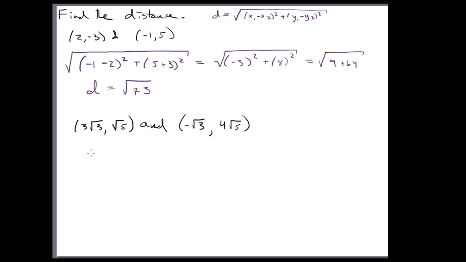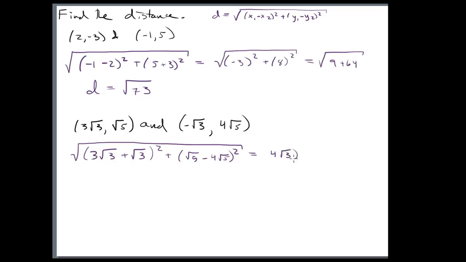Next problem, we're going to take 3 square roots of 3 and subtract a negative square root of 3. We're going to square that, and we'll add to it the square root of 5 minus 4 square roots of 5, and square that. Tricky. So this is 3 plus 1, so that's (4 square roots of 3) squared, and this is 1 minus 4, so that's (-3 square roots of 5) squared, and we're taking the square root of the whole gosh darn thing.